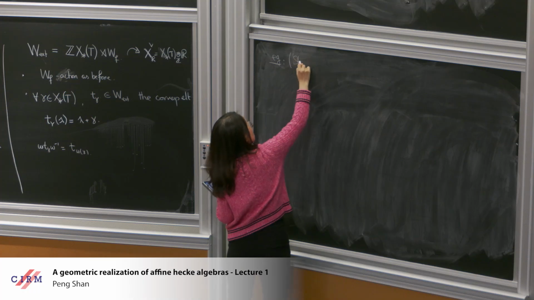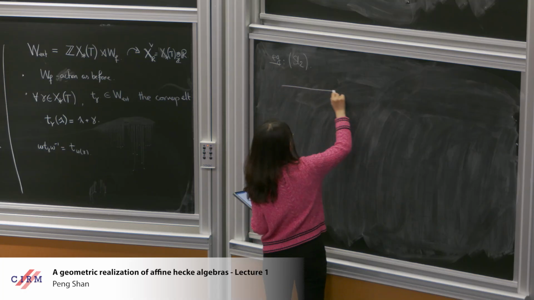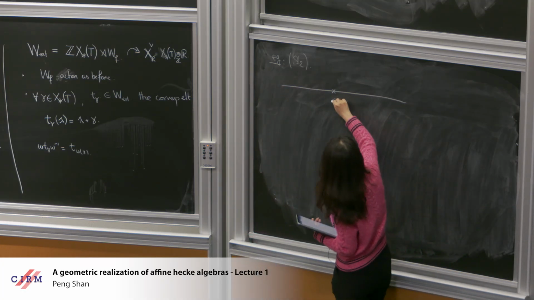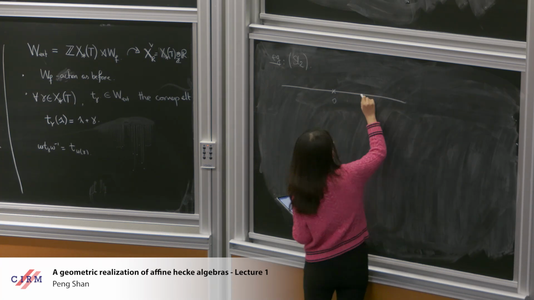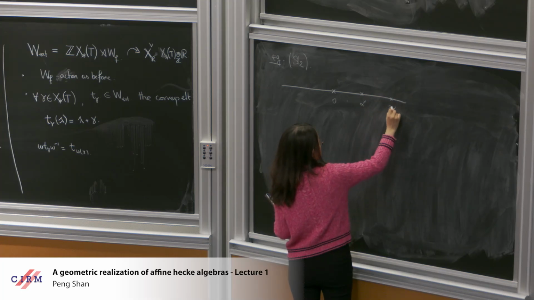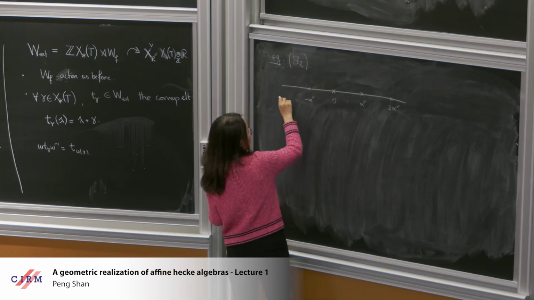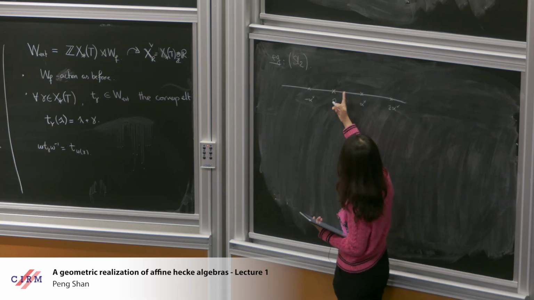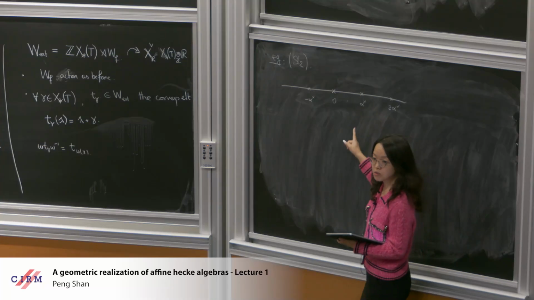Let's say SL2. Then the torus is rank 1, and the usual finite Weyl group can be thought of as doing the reflection corresponding to 0. But now you can add the affine Weyl group. For SL2, it's generated not only by reflection with respect to 0, but with respect to all these walls corresponding to elements in Q check.